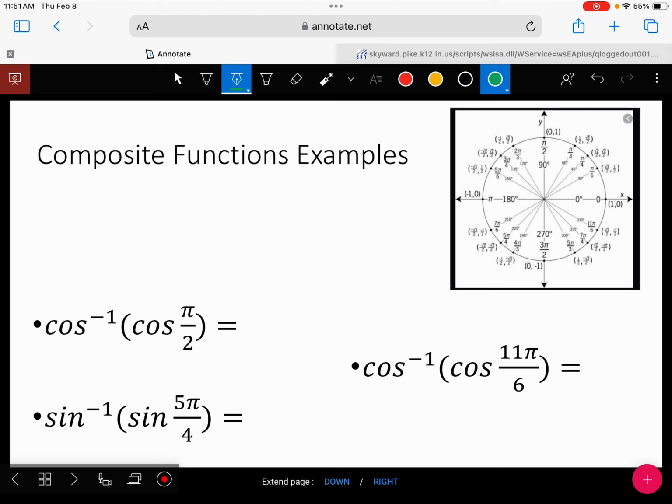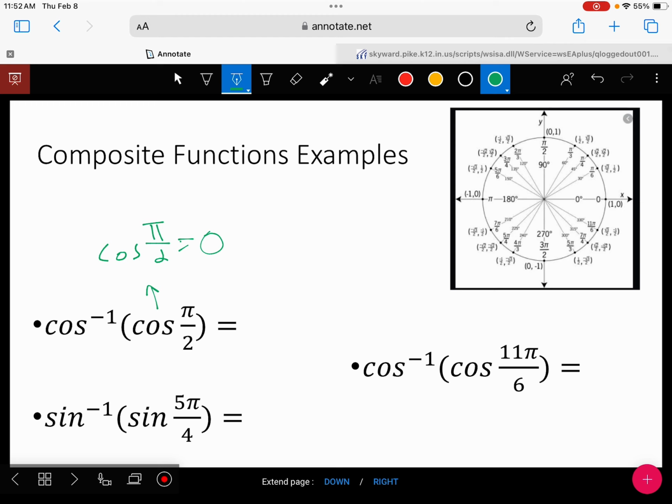So here, inverse cosine of cosine of pi over 2. First thing I do is I'm going to pull out what's inside the parentheses. Cosine of pi over 2. Is this an inverse trig or a normal trig question? Yep, you're given an angle, and we're asking you for a coordinate. Are we asking you for the x or the y? The x, because it's cosine. So you got to figure out what the x is at pi over 2. Find pi over 2. Yep, it's going to be 0.